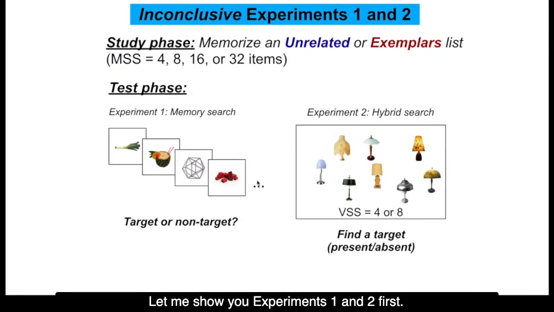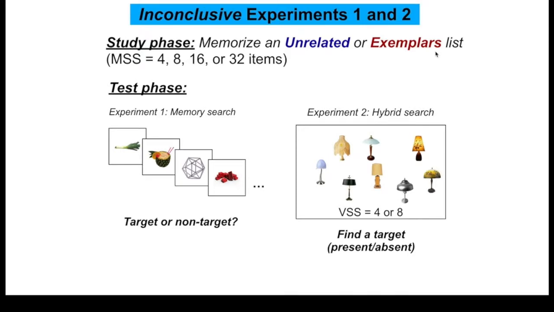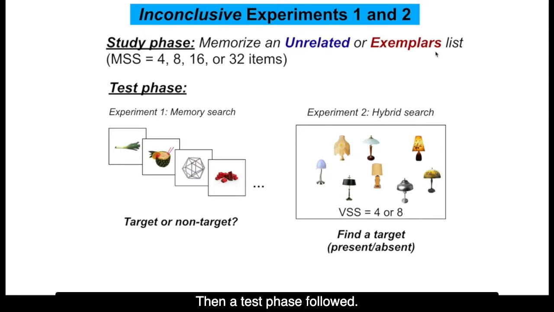Let me show you experiments 1 and 2 first. Both experiments started with a study phase where observers had to just learn a memory set from 4 to 32 items long. The memory set consisted either of all unrelated objects or of multiple exemplars from the same object category, as I showed on the previous slide. Then a test phase followed.